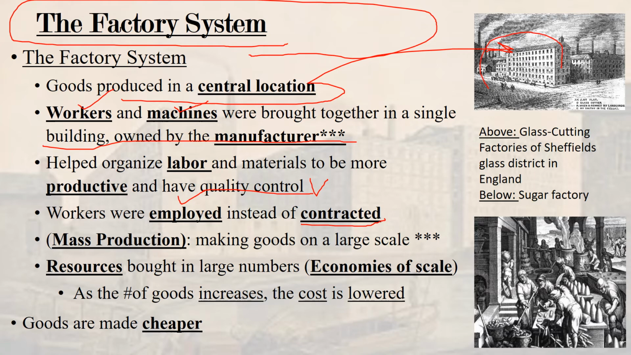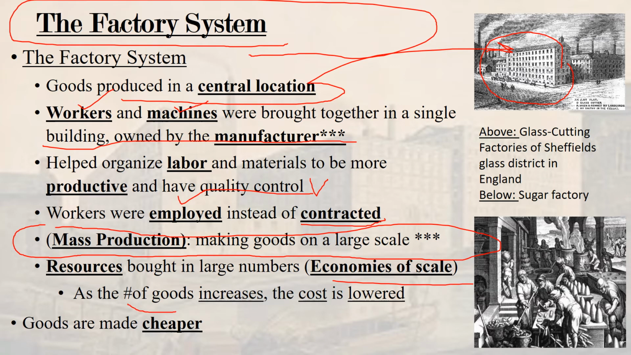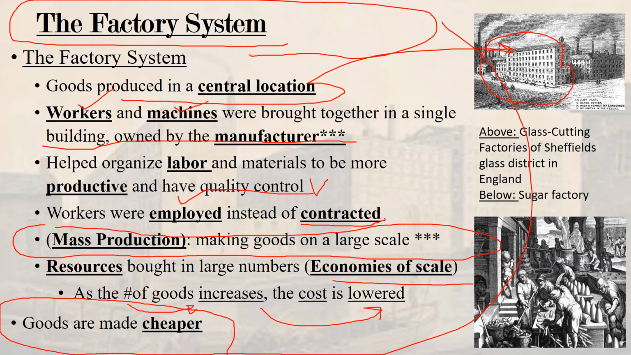And these buildings become huge. They become capable of not just turning out a couple bolts of cloth, but instead, through mass production, making goods on a huge, large scale. And when you do this, the actual products you're buying become cheaper as well. These resources are bought in massive numbers: economies of scale. That's the idea that as the number of goods increases, the cost of producing each one is lowered. And so the end effect is that goods are made cheaper, and the benefit of that is more people can have goods.